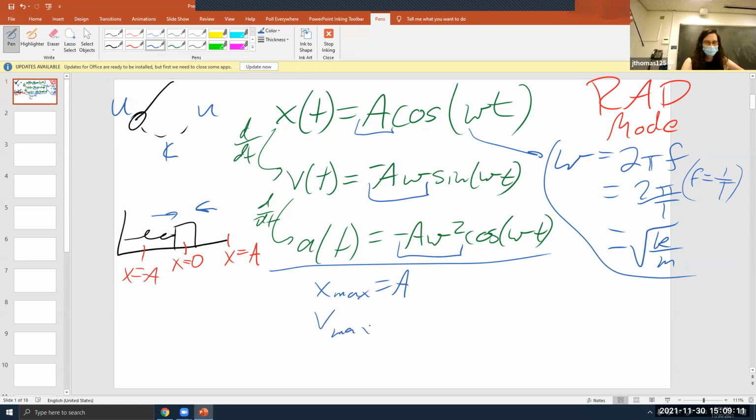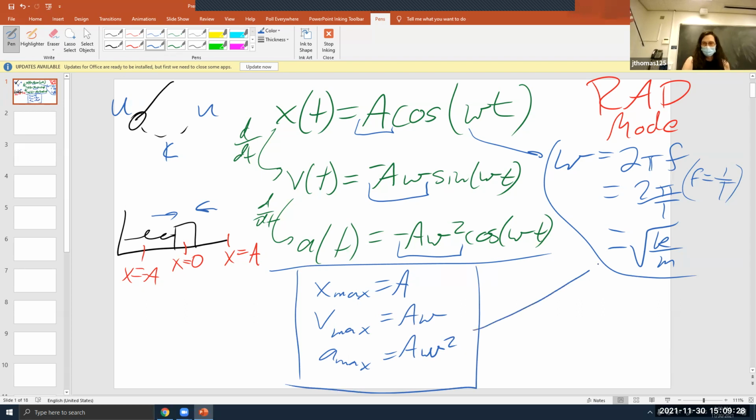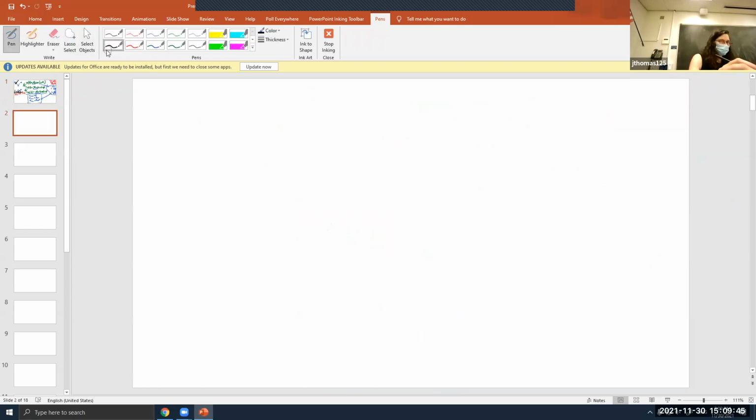The maximum velocity then is A omega, and the maximum acceleration is A omega squared. If you can use these definitions for the maxima, along with these different definitions for omega, you're gonna be good on 9 out of 10 simple harmonic motion problems. So those are the most important things here. As I mentioned, in problem one we actually do need to use x(t) and v(t). Let's take a look at problem one.